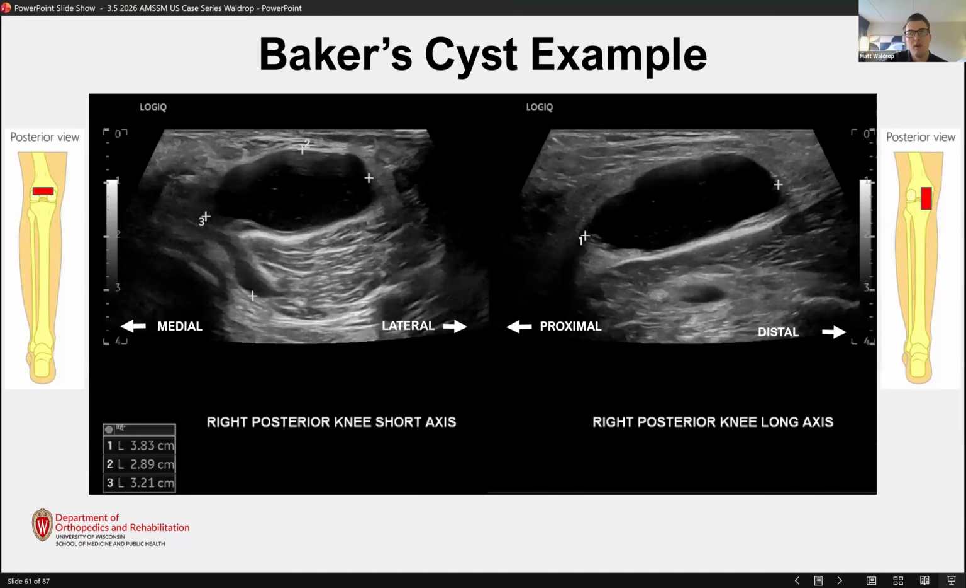This is just an example of what a Baker's cyst would look like. This is not our patient, but I really wanted to emphasize, you can see on the left side of the screen in short axis, the neck of the Baker's cyst extending between the medial head of the gastroc and the semimembranosus tendon.